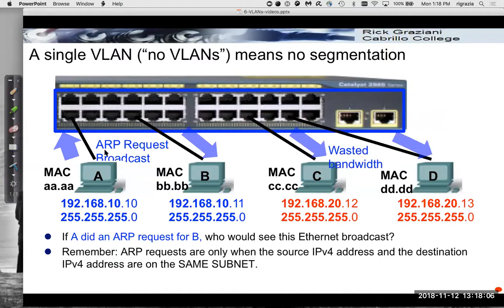C and D never need to see an ARP request from A, because they're never going to respond to an ARP request from A, because A is never going to ARP for the IP addresses of C or D, because they're on a different network. A will only do ARP requests for devices on its own IPv4 network. That also includes its default gateway, the router, which we'll be talking about in a moment.